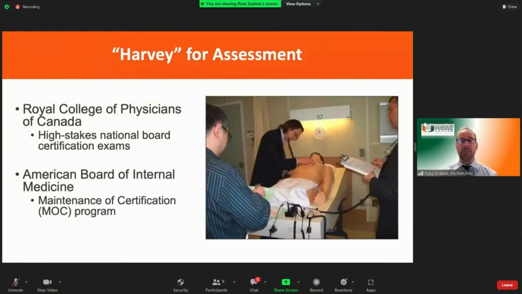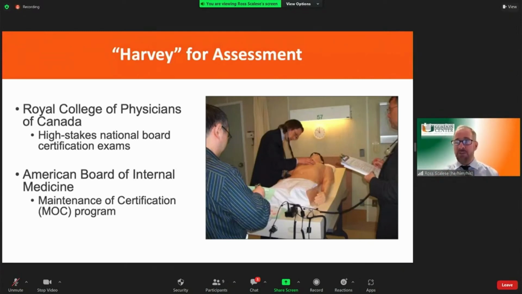For example, in the very high stakes situation of the National Internal Medicine Board Certification Exam in Canada, the Royal College of Physicians chose the Harvey mannequin, which was designed to assess cardiac physical examination skills, precisely because it was highly reproducible. We could program it to have anything, and it could mimic or reproduce things that a standardized patient could not do. Right? So again, choice of low stakes formative versus high stakes will influence what form of simulation you're going to use.